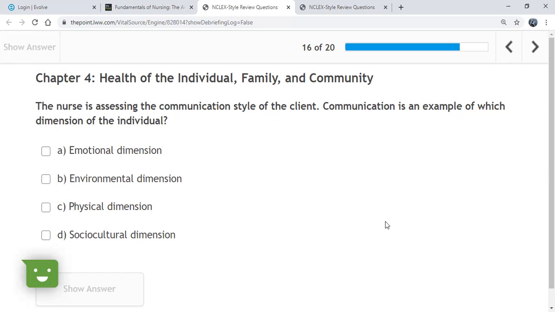All right. The nurse is assessing the communication style of the client. Communication is an example of which dimension of the individual? I think it's D, sociocultural. I think I agree with that. Okay.